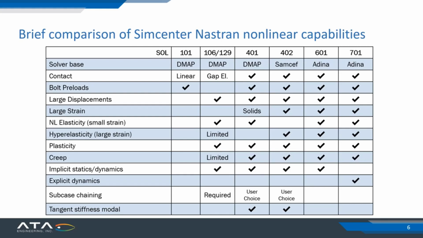Then there's the 601 and 701 solvers, which I'm not going to spend a lot of time talking about because those are actually deprecated. Technically, you can still run them if you have older versions, but in the newer versions of Nastran, the capability to run those does not exist anymore. So if you're familiar with them, those have now been replaced with the solutions 401 and 402.